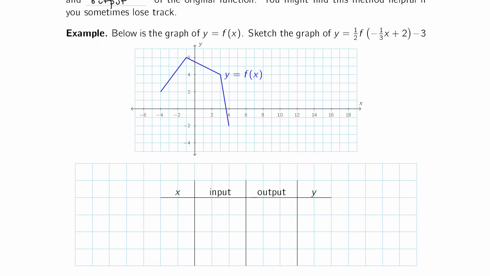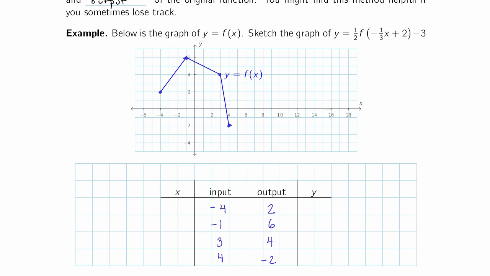In this example, our function f has a key point at -4, 2. So when its input is -4, its output is 2. It has a key point at -1, 6. So when its input is -1, its output is 6. We have a key point at 3, 4. So when the input is 3, the output is 4. And then we have a key point at 4, -2. When the input is 4, the output is -2.